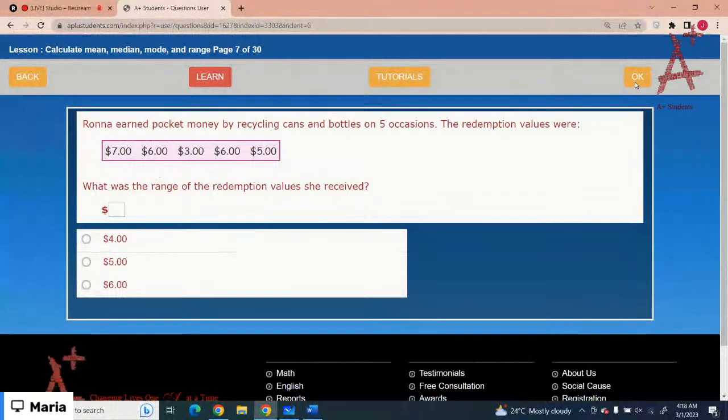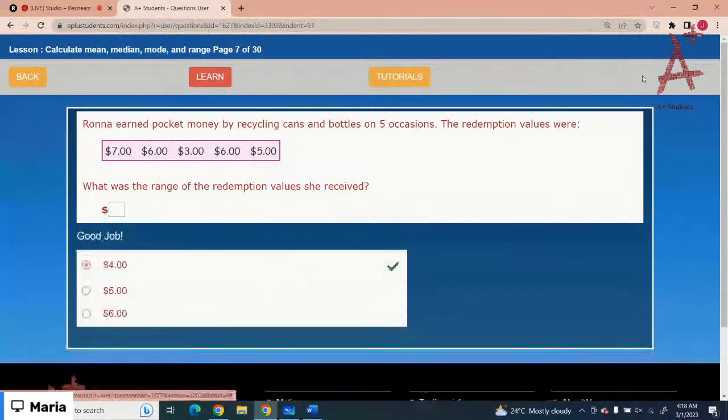So which is the range? Range is you have to look for the least value and the greatest value. The least value is 3 and the greatest value is 7. So 7 take away 3 is 4. So the range of the redemption values is $4. Got it? So just select the correct option and click on the OK button.